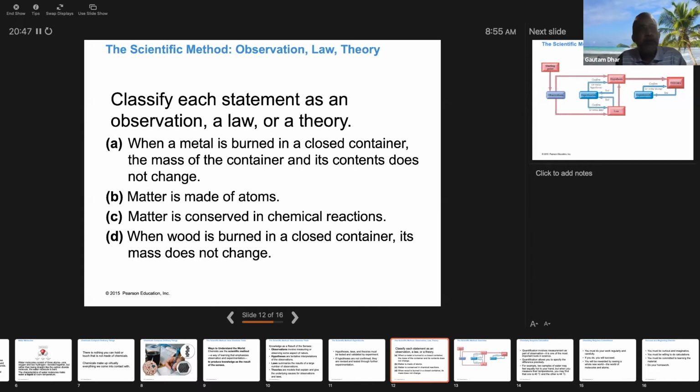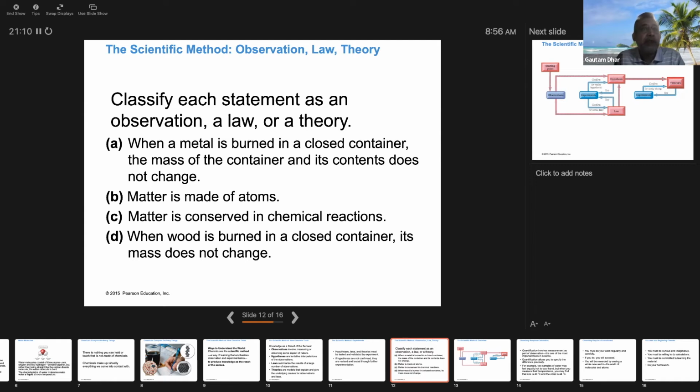If you look at C, what I just said, that matter is conserved in chemical reaction. Same thing. So C is a law because matter is conserved. It's a very general statement on matter. Whenever you are doing a chemical reaction, mass is conserved.